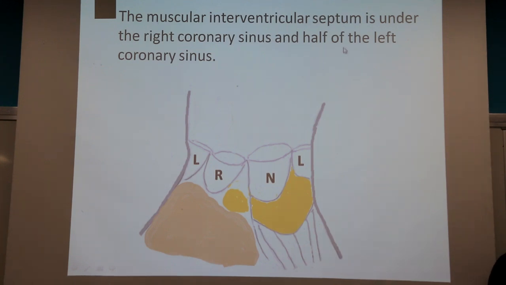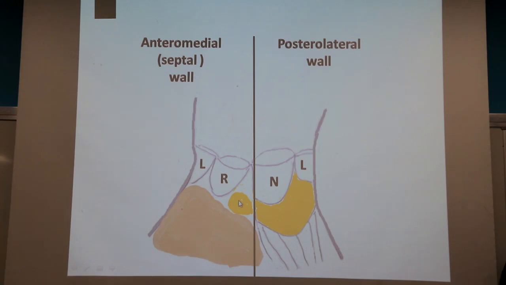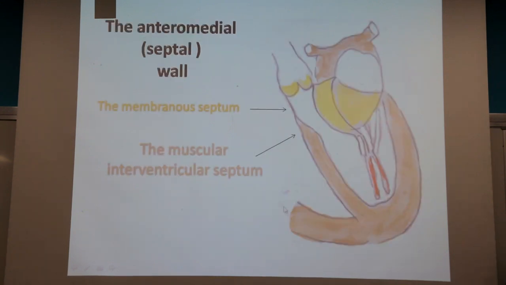The muscular interventricular septum is under the right coronary sinus and half of the left. So behind here is the muscular component and here is the membranous component of the septum. Here is the posterolateral wall and here is the septal wall. The septal wall has two parts, the muscular septum and the membranous septum. And the posterolateral wall has the anterior cusp of the mitral.